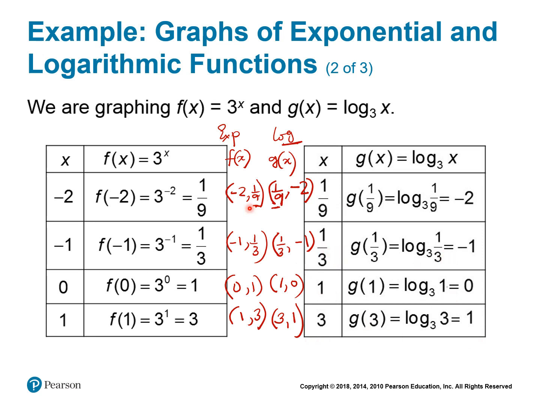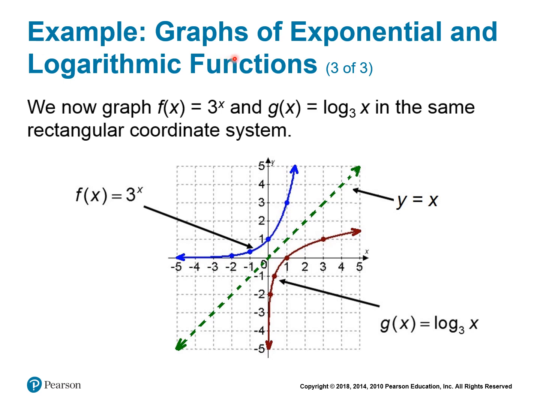So now that we have the ordered pairs for both the exponential and logarithmic function, let's graph them on the same rectangular plane. Finally, we see the two graphs drawn on the same coordinate plane here. The blue graph here is that of the exponential function f(x) = 3^x, and the red graph here is that of the logarithmic function. And we see that the two graphs are reflections of each other across the line y = x, as should be the case with inverse functions.